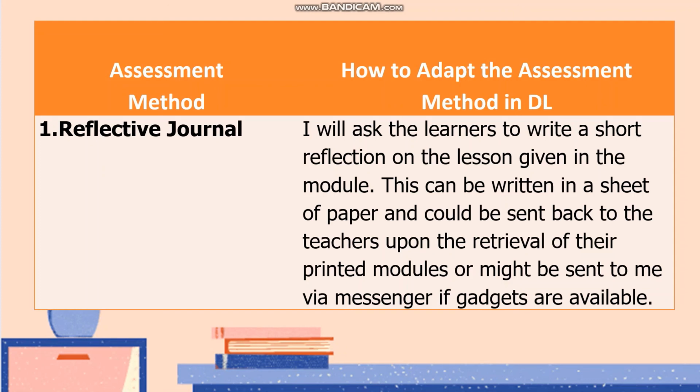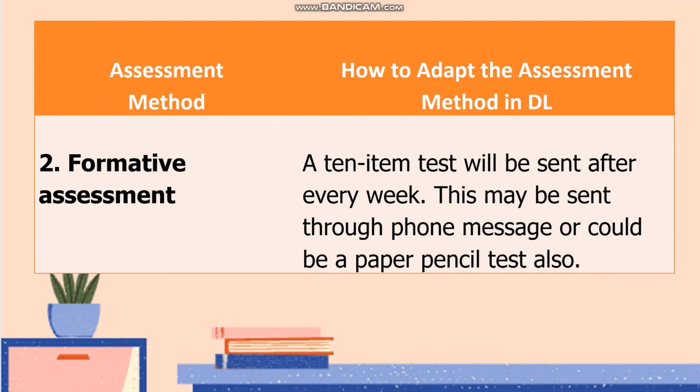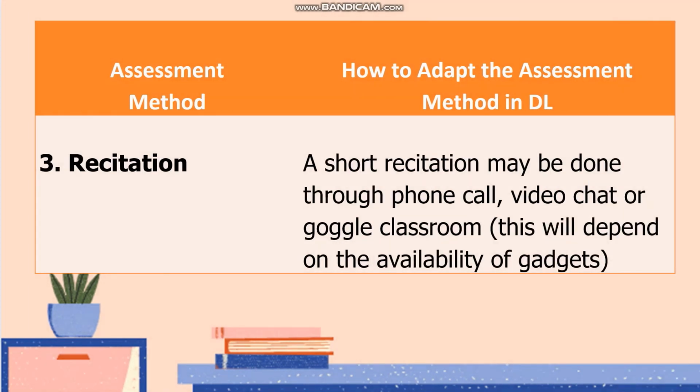For the formative assessment, a 10-item test will be sent after every week. This may be sent through phone message or could be a paper pencil test also. Recitation. A short recitation may be done through phone call, video chat, or Google Classroom. This will depend on the availability of gadgets.